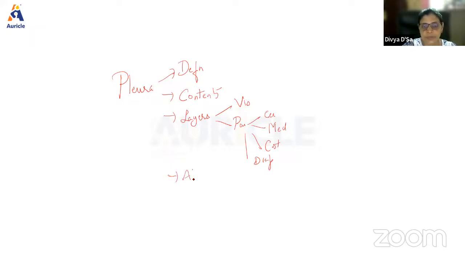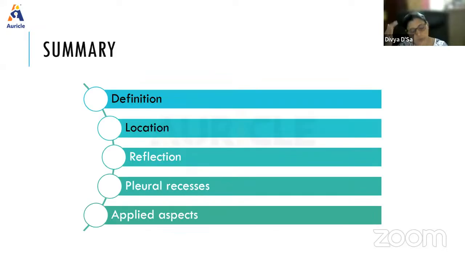So for the applied aspect, I will tell you for pleural recess, the same thing you will write here also, okay. Right, so these are the things. So this is how we summarize. So pleural recess, I told you, I will say it again. So that is why I didn't mention it there.